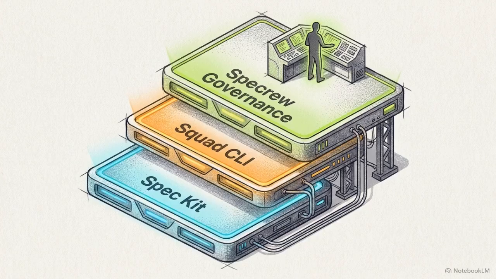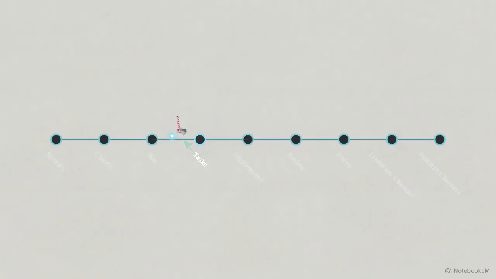Specrew functions as a discipline framework, sitting on top of SpecKit and Squad CLI to keep the human firmly in the loop. Specrew structures the project lifecycle across 9 distinct boundaries: specify, clarify, plan, tasks, implement, review, retro, iteration closeout, and feature closeout. The AI handles the coding between nodes, but a human must explicitly authorize crossing the boundary. The agent cannot advance on its own.